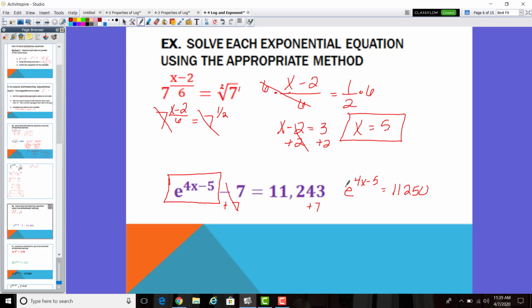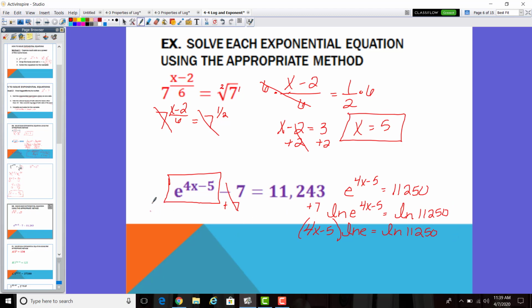Now, if e is your base in your exponential term and there isn't another e on the other side, method 2 is always going to be your way to go. Since e means natural log, I'm going to use the natural log of both sides. And then I can use my power rule. So I'm going to drop this 4x minus 5 exponent down in front. Since it's multiple terms, I'm going to put it in parentheses. And then I'm going to solve for x.